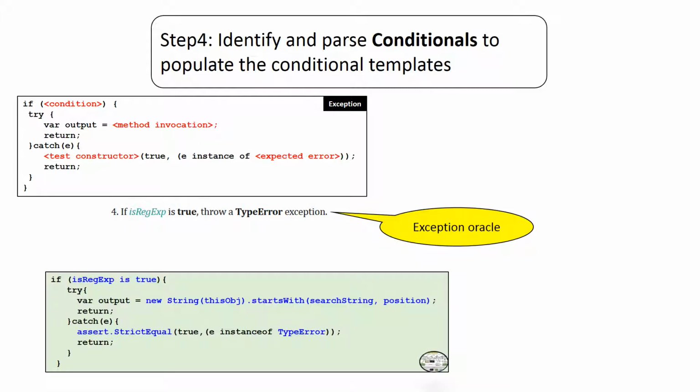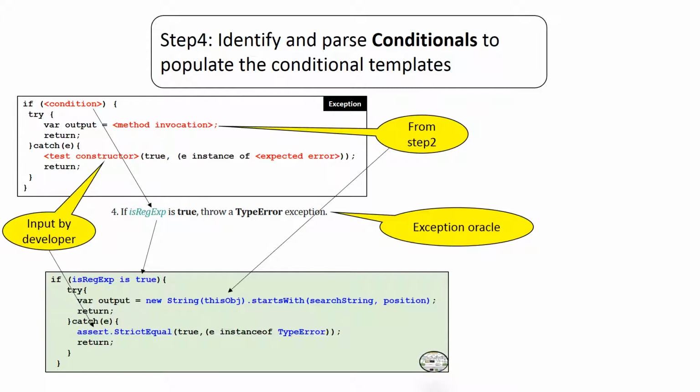So for the top conditional statement, Swami parses the statement to populate the exception template, the things that are shown in the red, and it creates a source code corresponding to that conditional statement. For example, in this case, the condition of the template is obtained from the specification sentence. The method invocation code is obtained from a previous step, step 2.